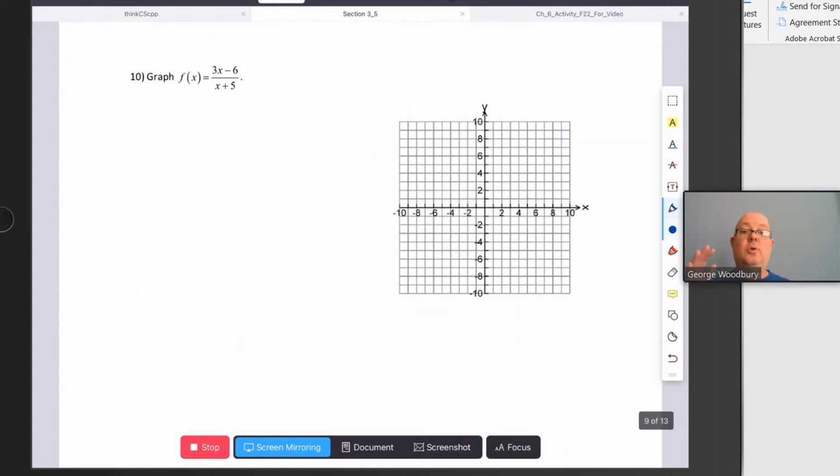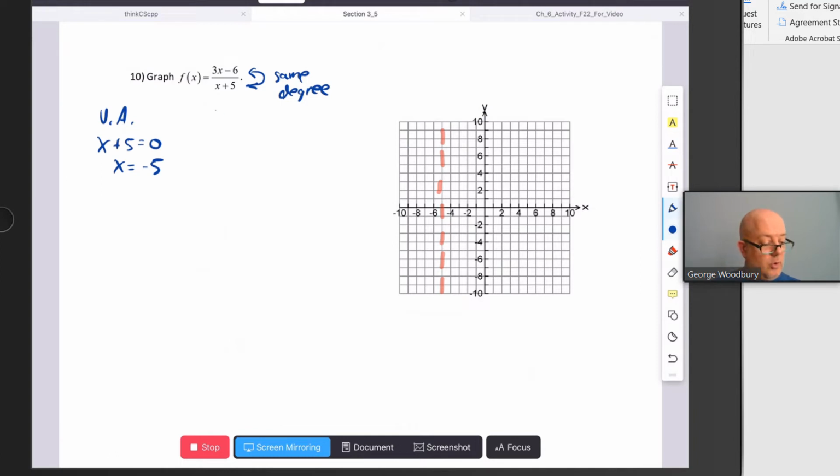The next one, the numerator and denominator are linear. Start with the vertical asymptote. That is where x plus 5 equals 0, or x equals -5. For the horizontal asymptote, notice that the numerator and denominator have the same degree. So the horizontal asymptote is y equals 3 divided by 1, which is 3.